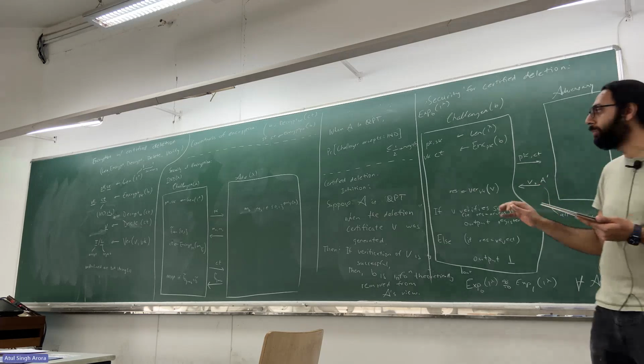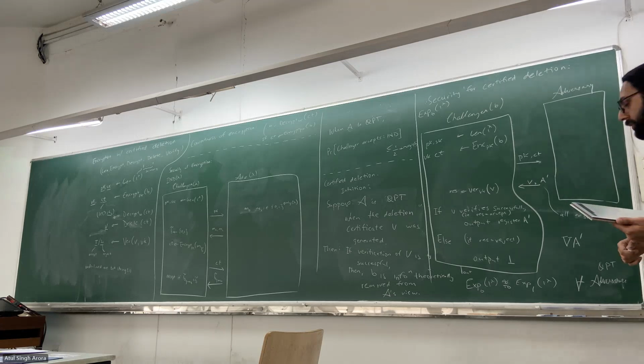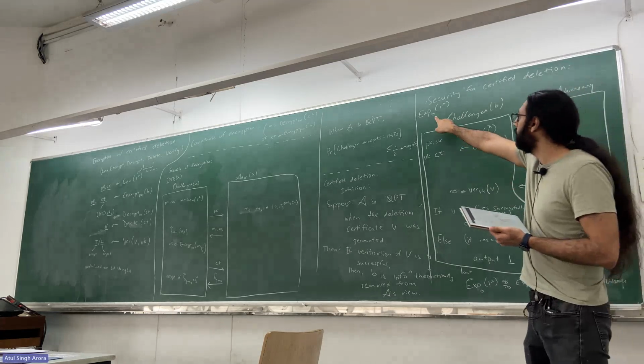So you have CPAs when you have access to the encryption oracle, CCAs when you have access to the decryption oracle. And here we're doing something very different. Maybe before I go on, is at least the notation clear? Oh, yeah, this is just the output of this experiment.